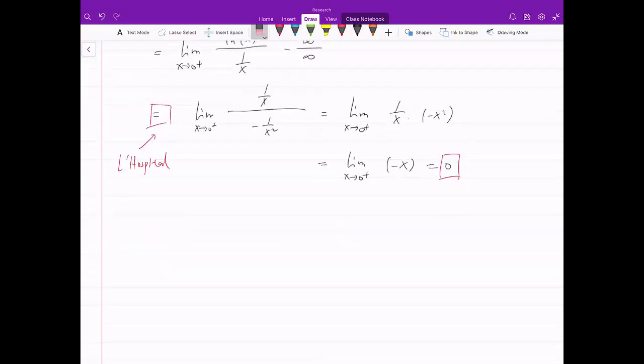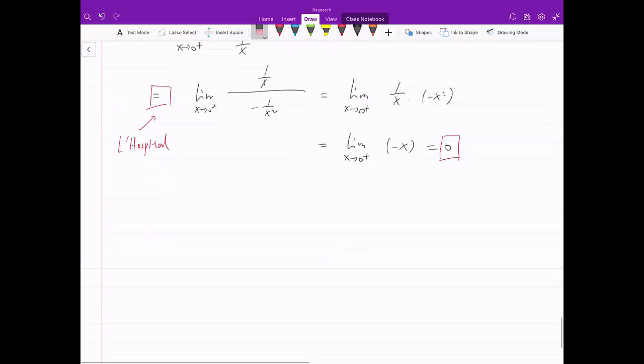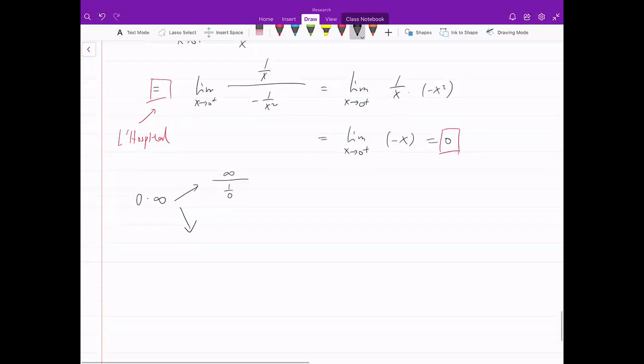Sounds good? Okay, so let's summarize. What do you do with the 0 times infinity case? Well, you have two choices. Flip one of them to make them a division. You can either do this, infinity divided by 1 over 0, that's one case. Or keep the 0 and do 1 over infinity. Flip one of them.